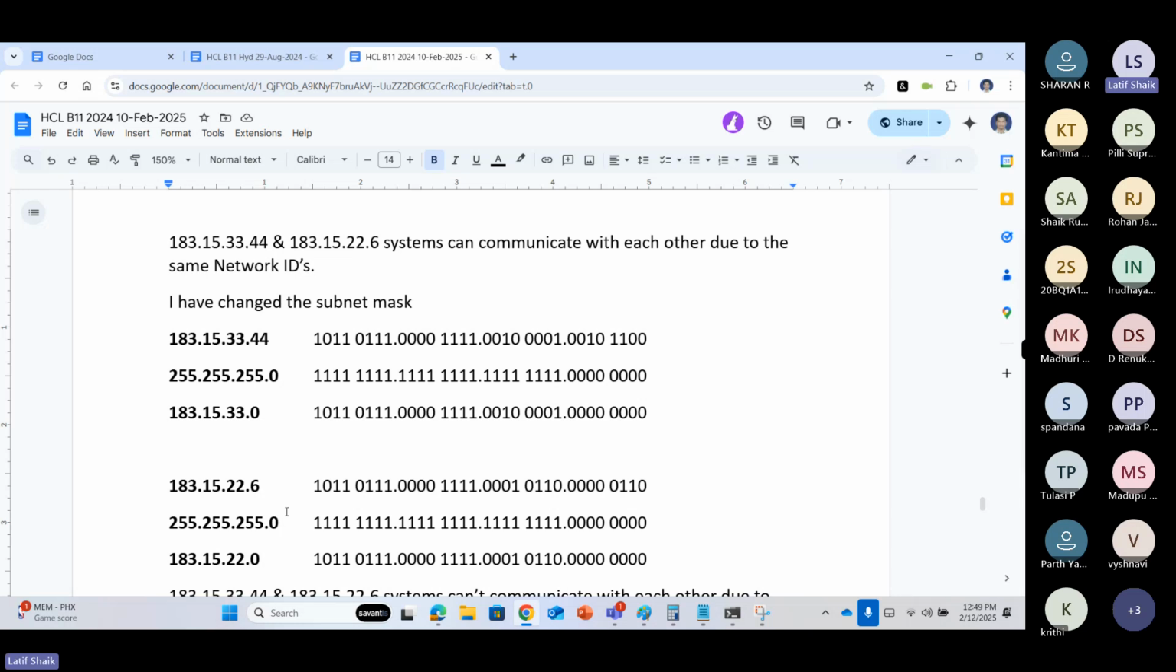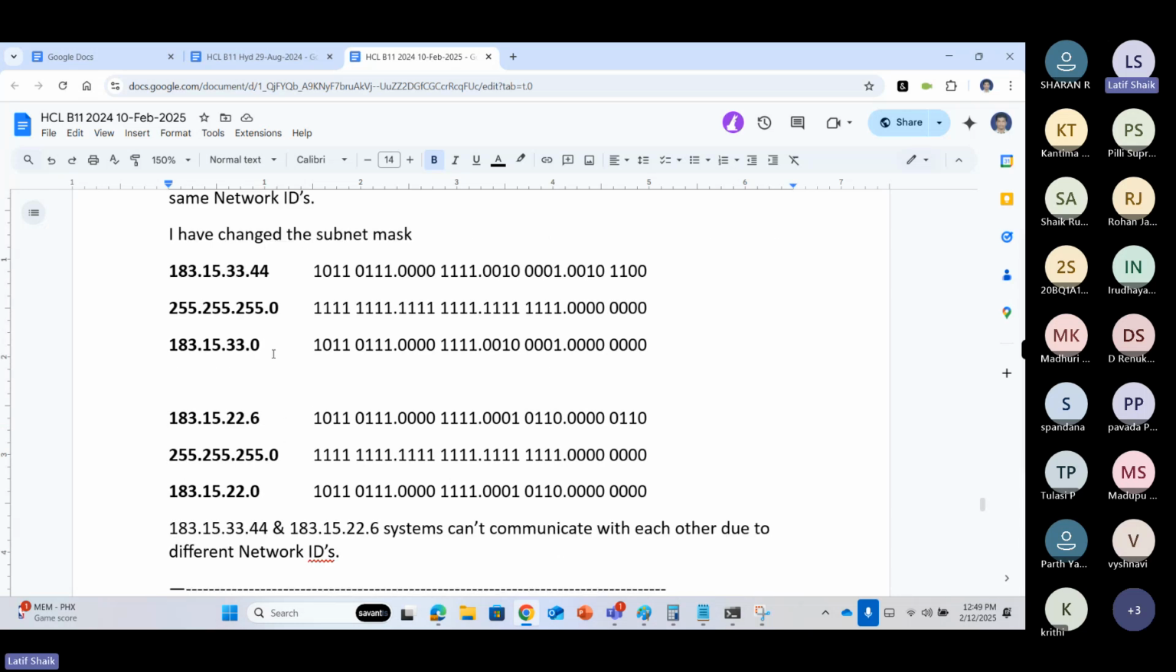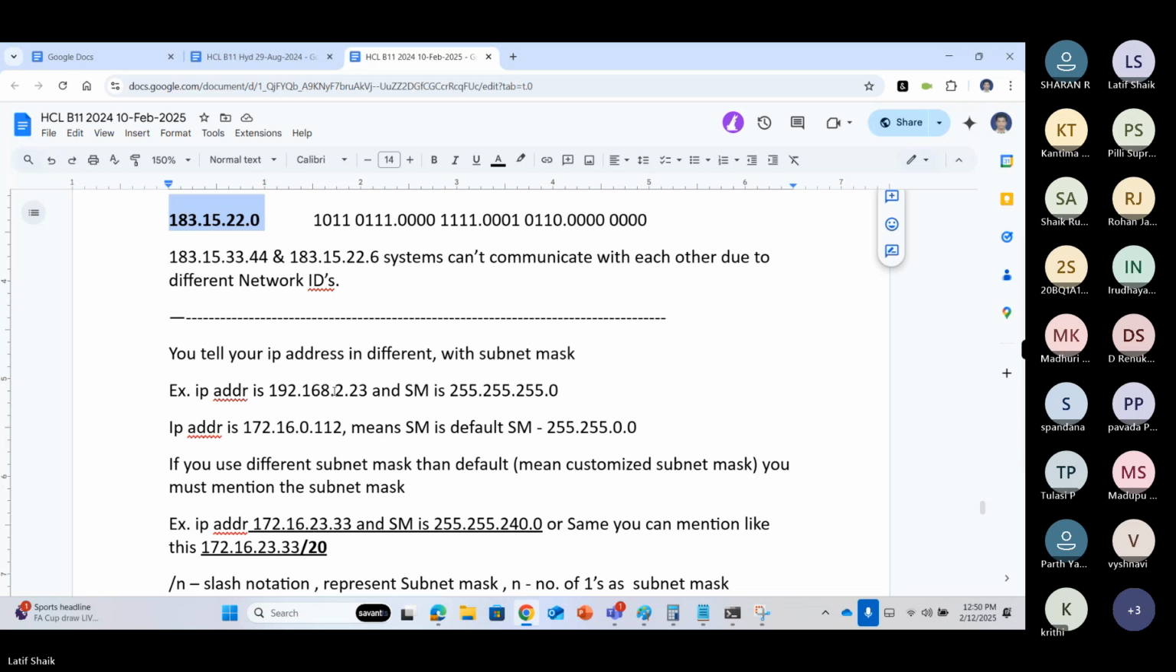So what it will do, it finds the network ID. See, now the network ID is different. Host portion is different. This is the host portion. This is the host portion. Earlier the network was the same with the same IP, but now the network is different from this to this, only because of this subnet mask.